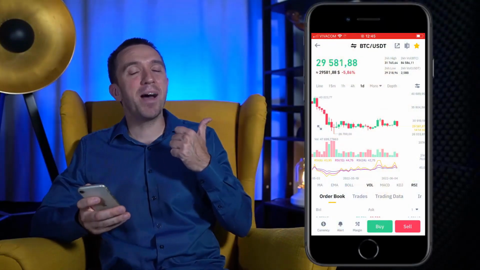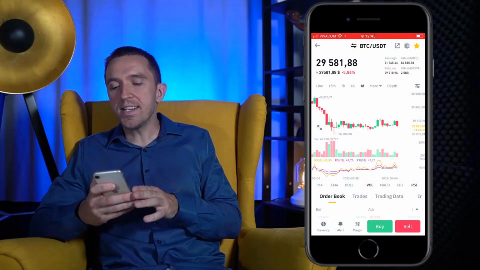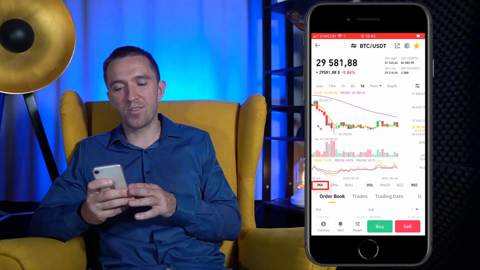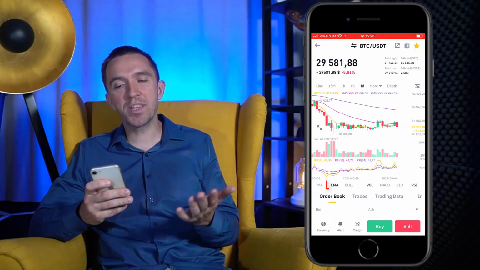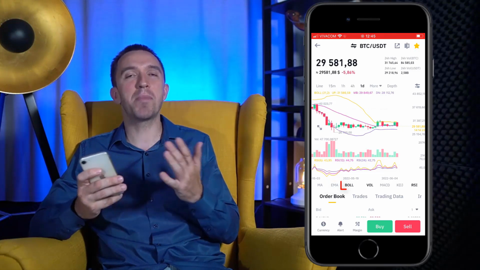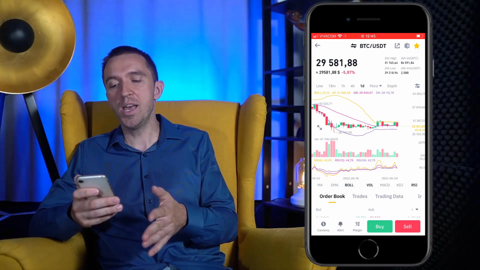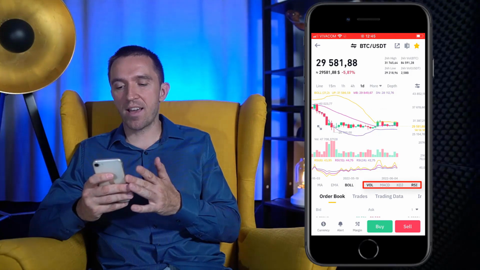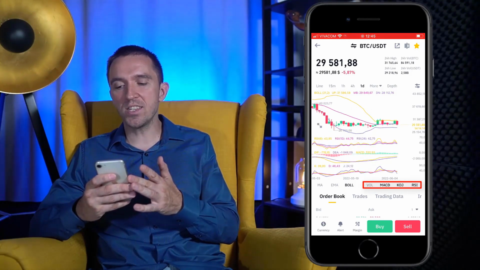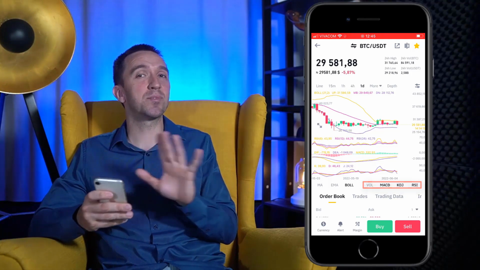First off, it will be hard to apply it on a mobile device, such as the Binance app, or any other crypto exchange apps that you might have on your mobile, because they are quite limited when it comes to indicators. Now, if I put the Binance app on the side, you will see that we have the moving average indicator, the exponential moving average, and the Bollinger Bands, which we are using in this strategy, but on the other side we have the volume indicators, MACD, KDJ and the RSI, and pretty much that's it.